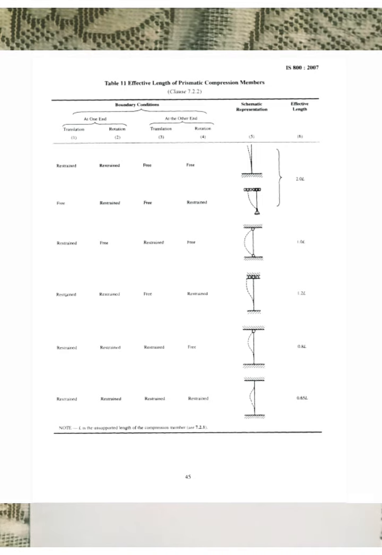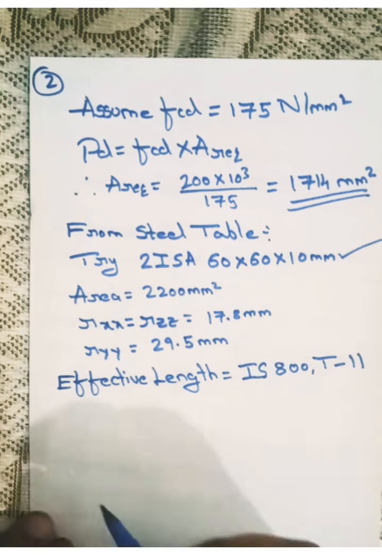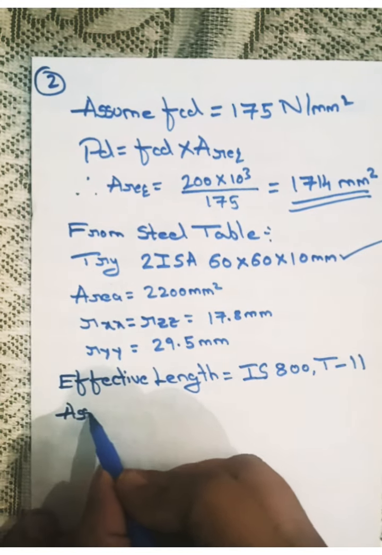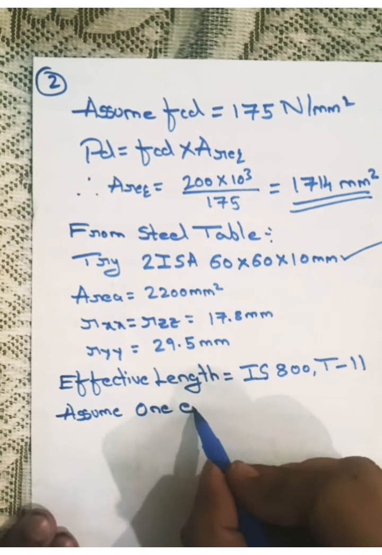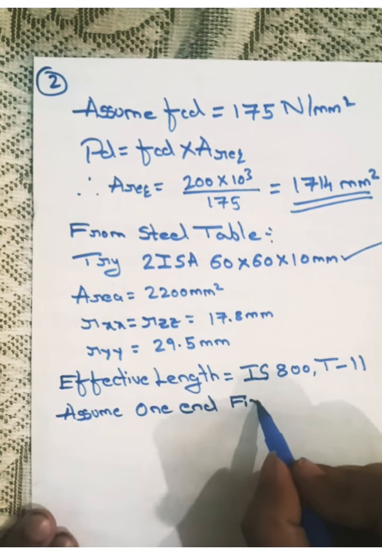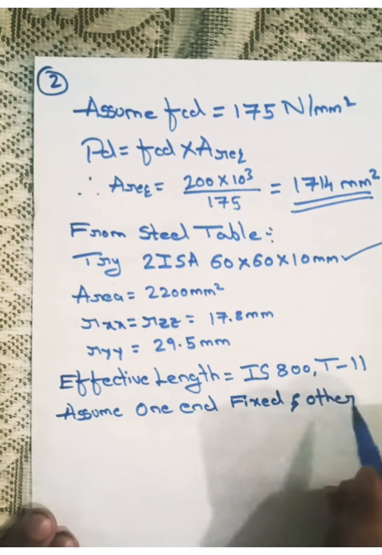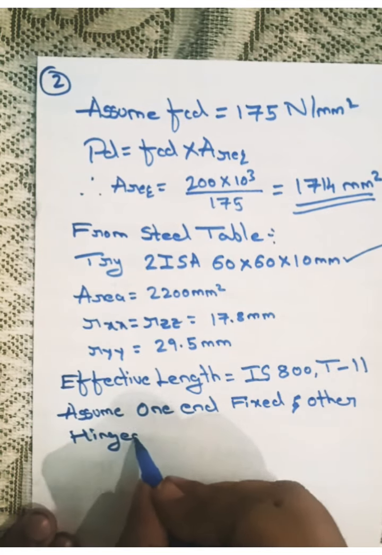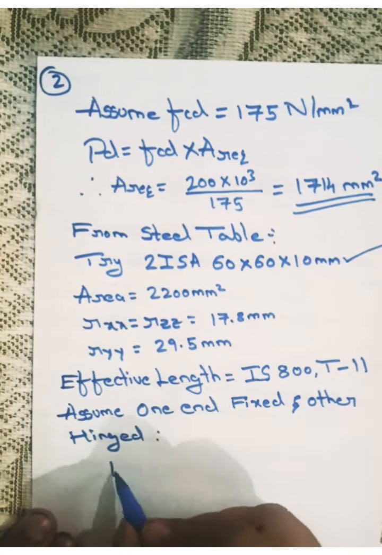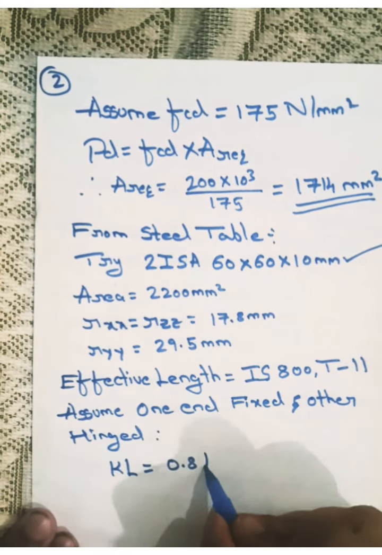Likewise here in this question they have not mentioned anything. If they mention in the question we need to adopt the same. Here in this question it is not mentioned anything, so we will assume one end fixed and other end hinged. So the value of K will be 0.8 times L.